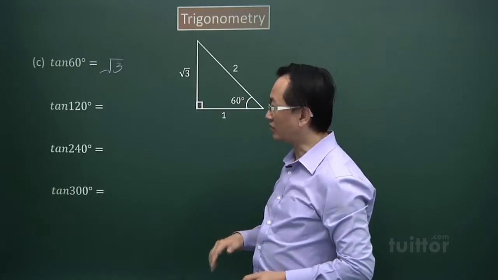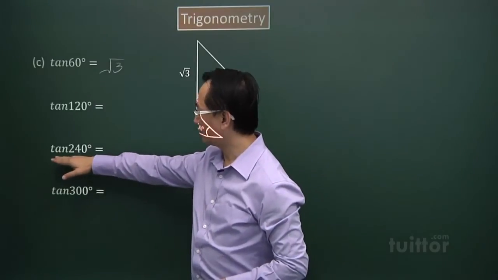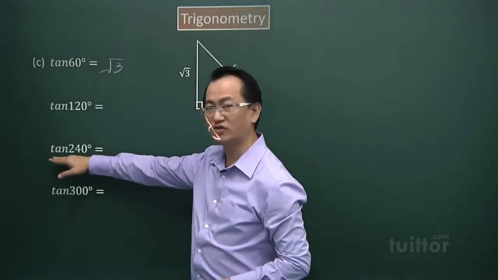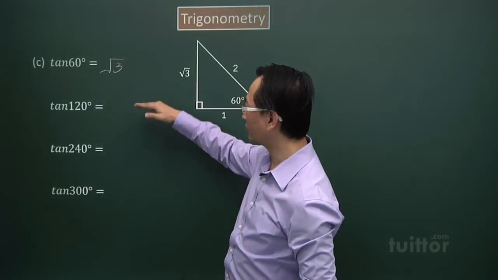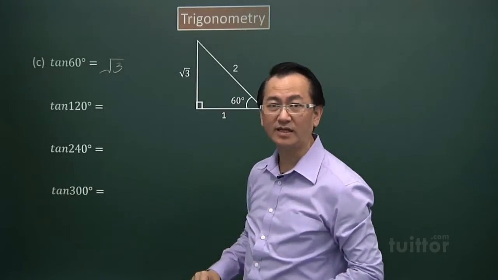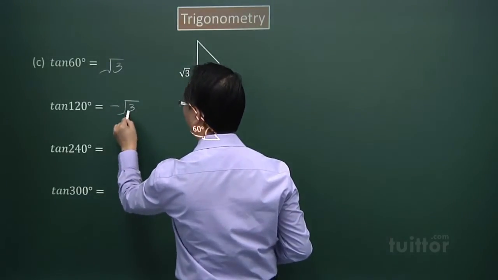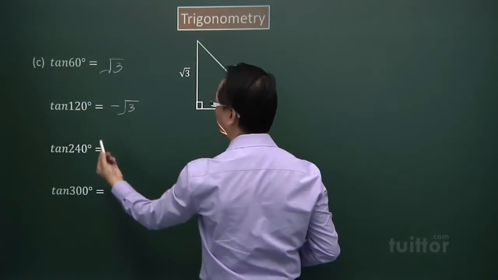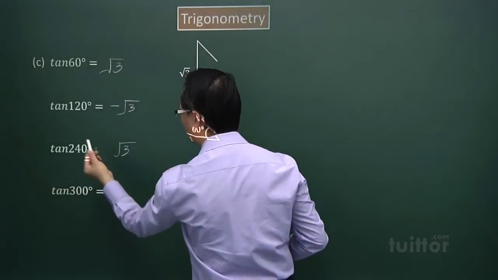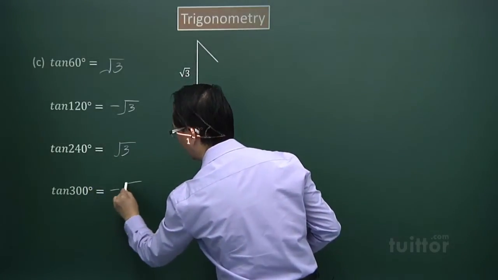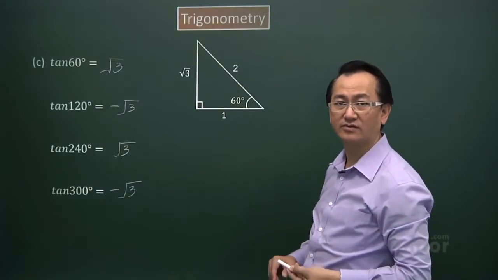Looking at the fourth quadrant and the third quadrant angle, 240, if I take the tangent of that angle, I will get the positive value. So the other two will have to be negative. So I have negative square root 3 for tangent 120 degrees, square root 3 for tangent 240 degrees, and negative square root 3 for tangent 300 degrees.